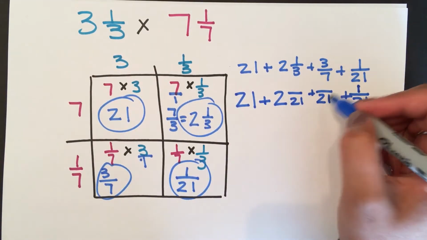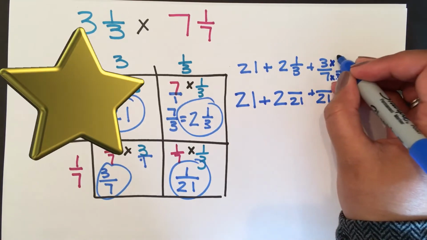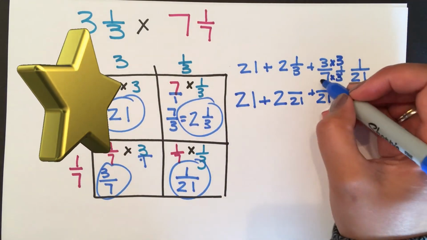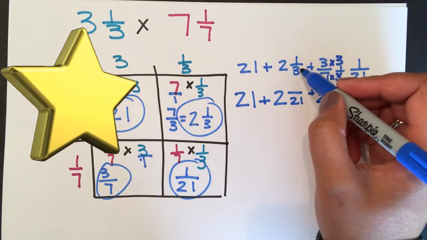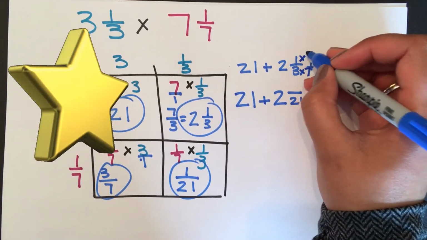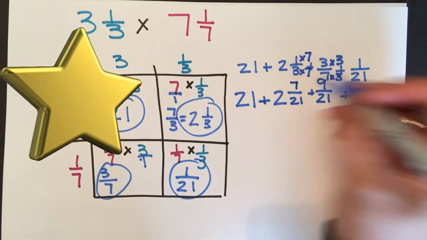Then we go, how do we get from 7 to 21? Well, we multiplied by 3. Golden rule says whatever we do to the denominator, we have to do to the numerator. 3 times 3 is 9. How did we get from 3 to 21? We multiplied by 7. Golden rule says whatever we do to the denominator, we have to do to the numerator. 1 times 7 is 7.